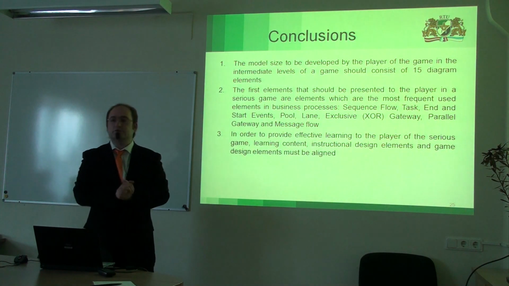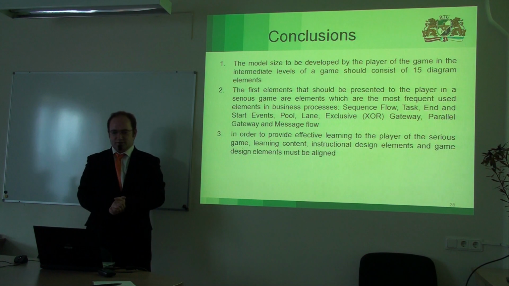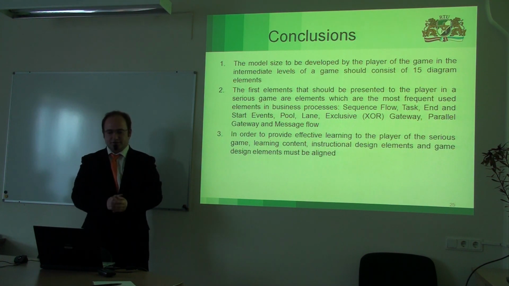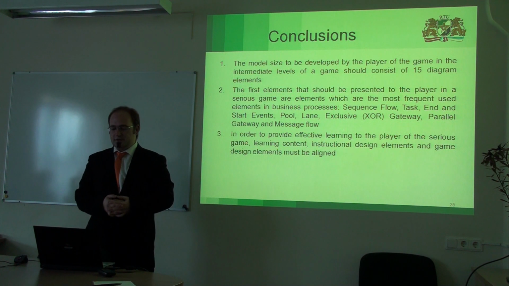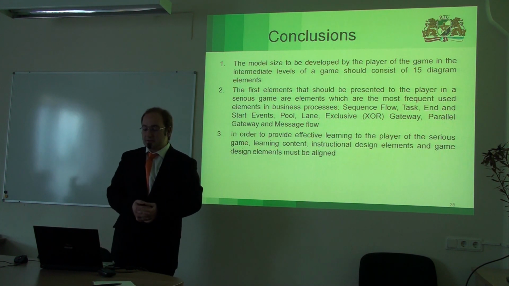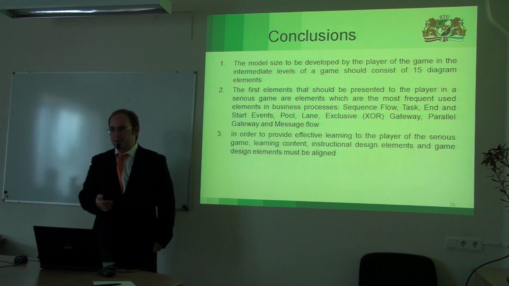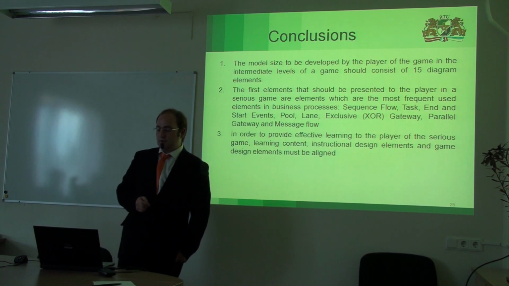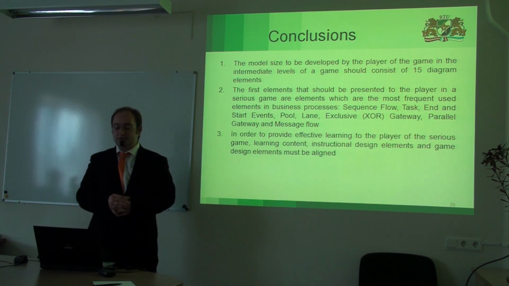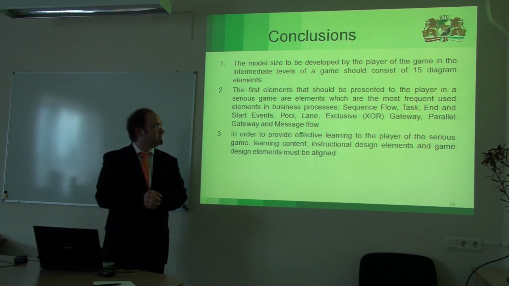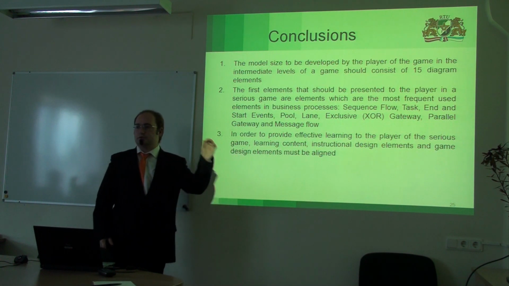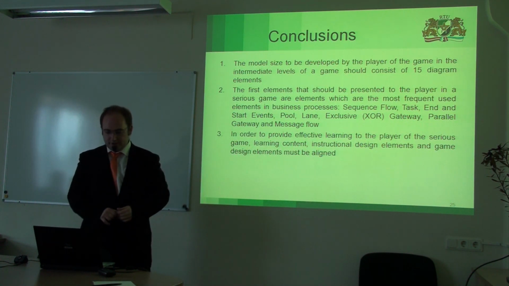So, conclusions. It maybe wasn't addressed particularly in the presentation, but the model to develop should consist of 15 diagram elements. The first elements to be presented to the player are sequence flow, task, end and start events, pool, lane, exclusive gateway, parallel gateway, and message flow. This is according to the statistical data I analyzed.